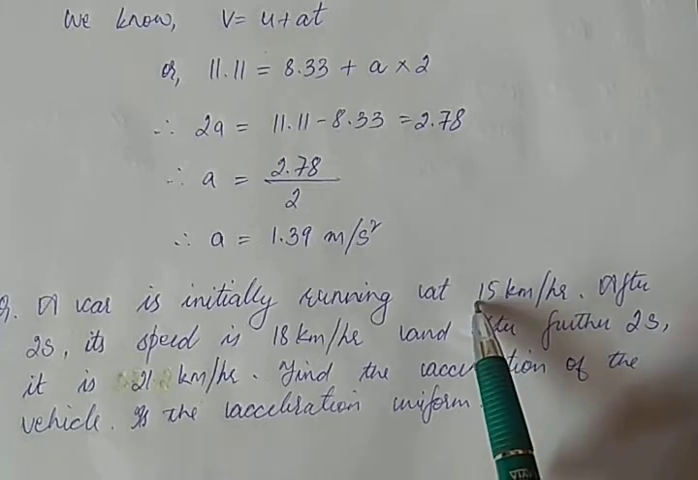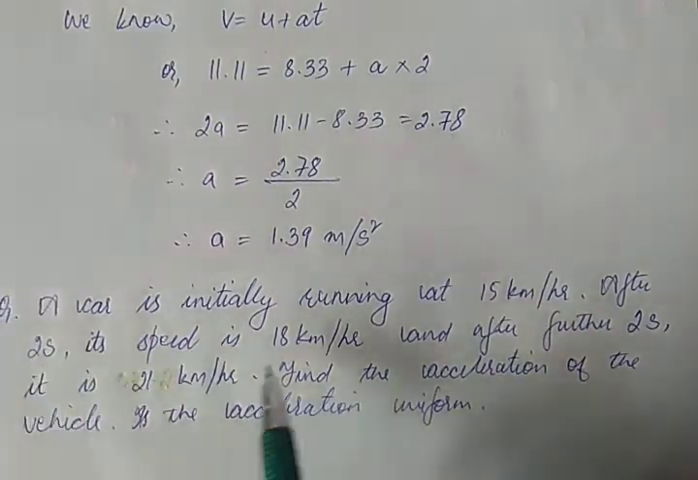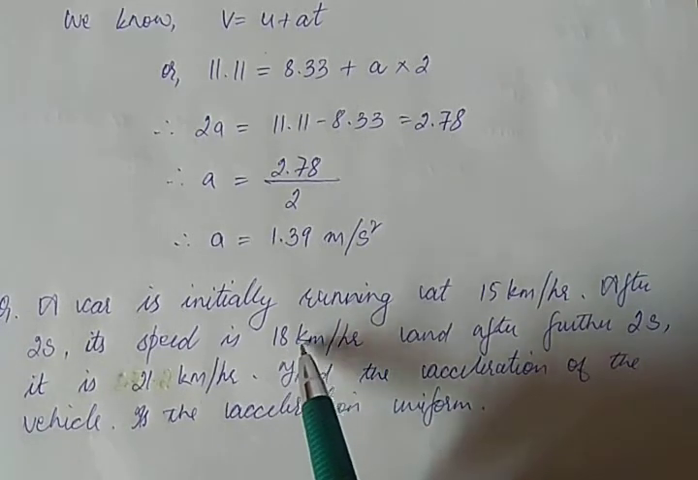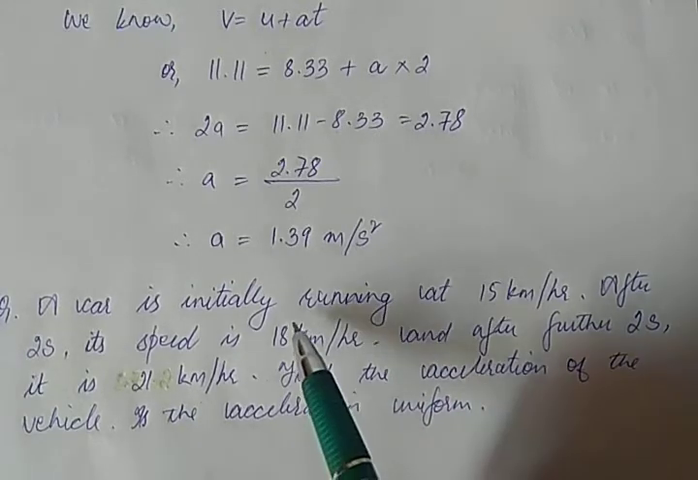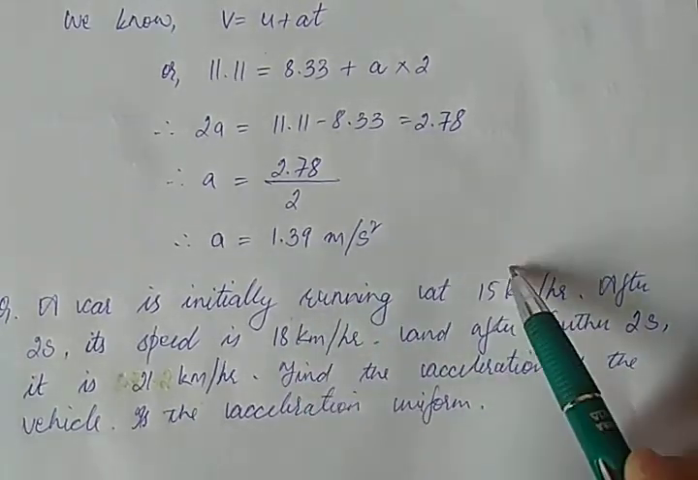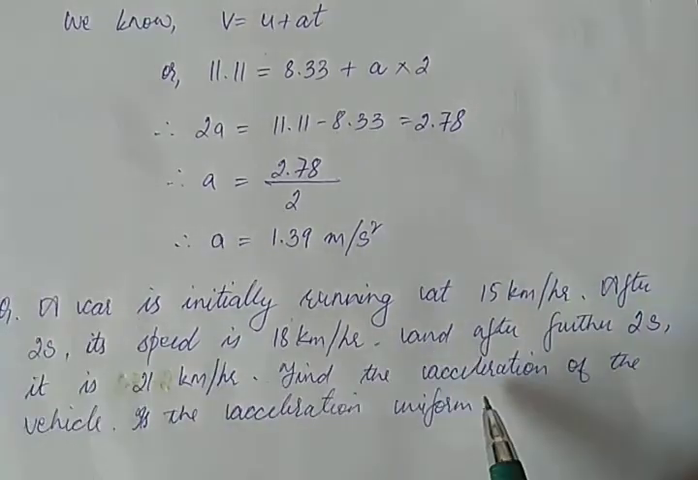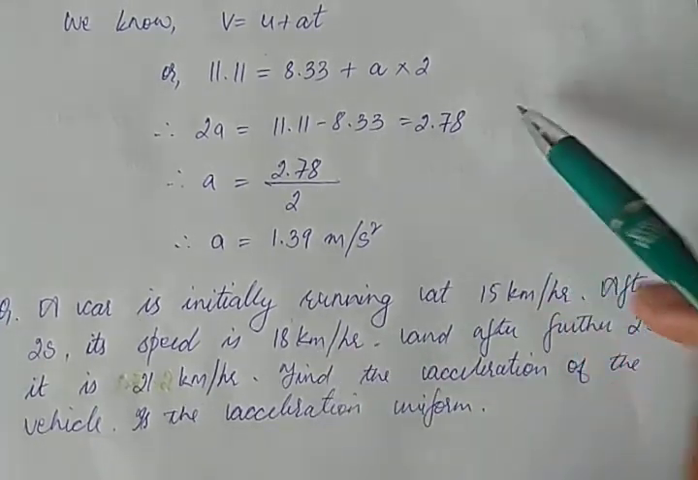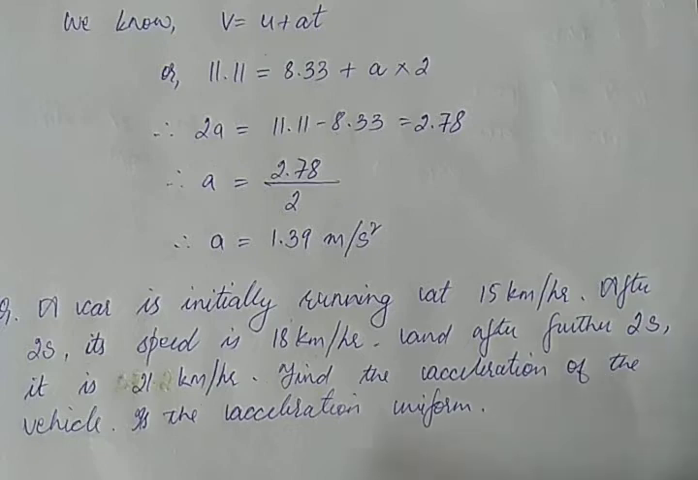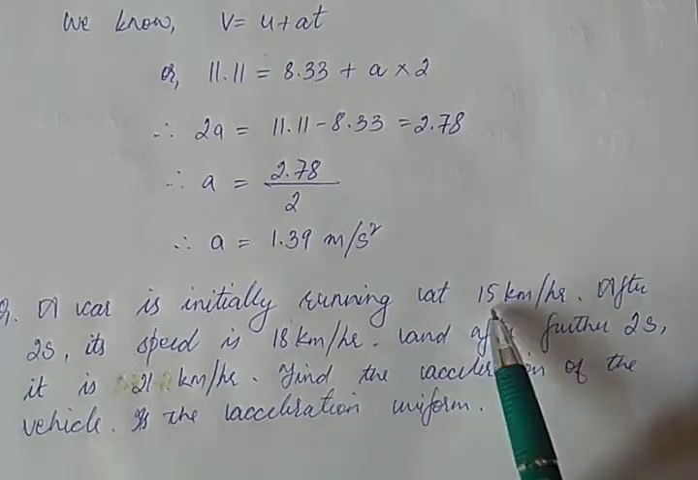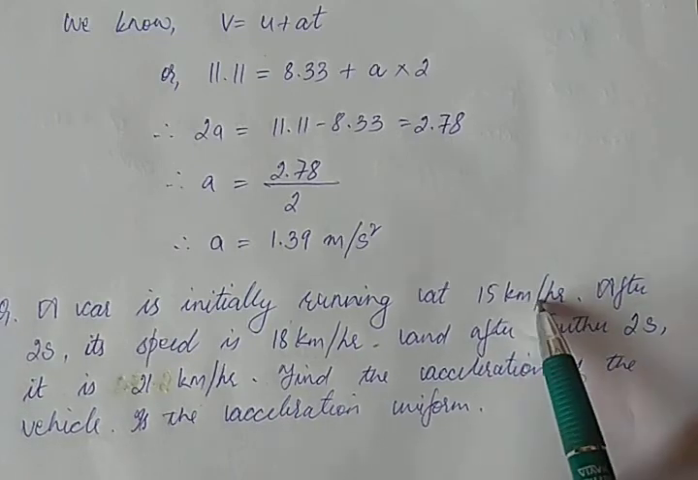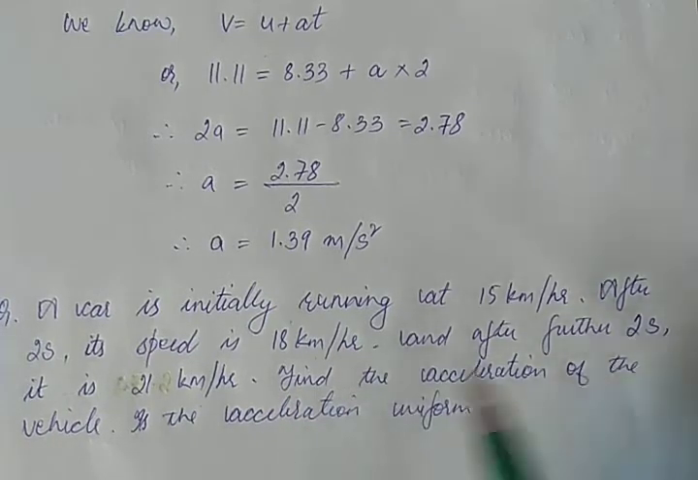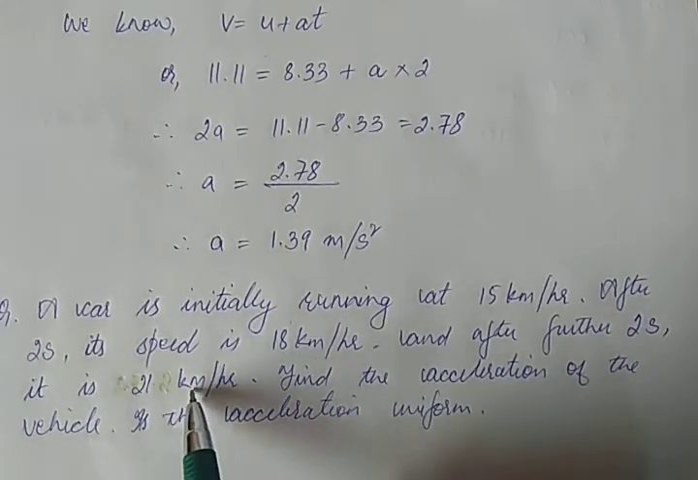First, the body is moving with 15 kilometers per hour. After 2 seconds, it is 18 kilometers per hour. So for this motion, for this case up to here, this is the final velocity, this is the initial velocity, this is the time. Since the question is saying find acceleration, for this first case you'll find the acceleration exactly the same way that we did in the previous numerical. Of course, you have to convert kilometer per hour to meter per second, and you'll find the acceleration for this case.